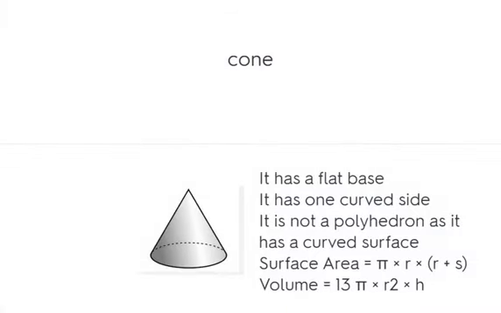Cone: it has a flat base. It has one curved side. It is not a polyhedron as it has a curved surface. Surface area equals πr(r+s), volume equals 1/3πr²h.